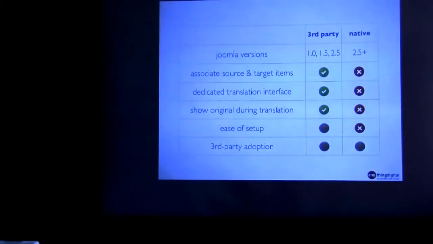Translators also often like to see the original content that they have to translate. Of course, they have to see it, but they see it side by side with their editor where they're making the translation. That's very convenient. Third-party solutions handle that well. The native interface does not. So you can imagine creating a new article based on an article you already have in the Joomla backend, and it's just the Joomla content editor. There's no way for you to look at the other translation unless you have another screen open on another monitor or a paper pasted to the side of your screen or something. So native does not handle that very well.